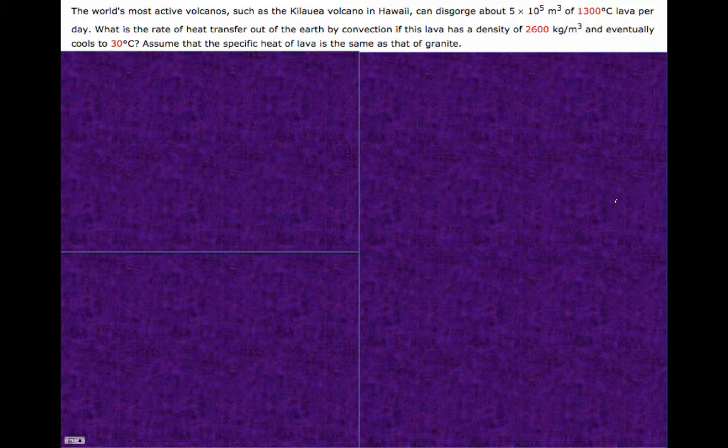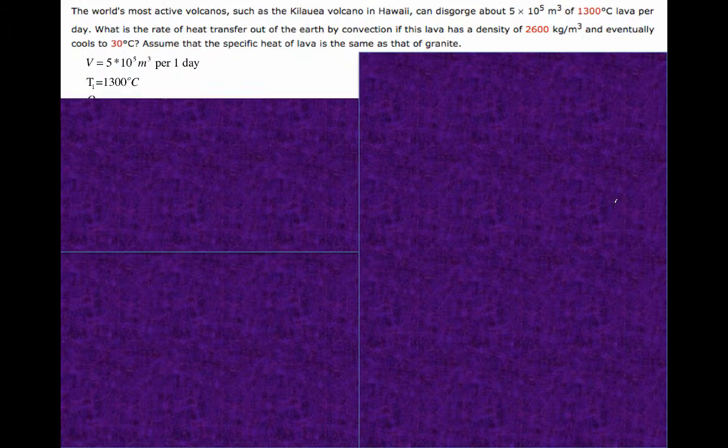The first one: the world's most active volcanoes, such as the one in Hawaii, can disgorge about 5 times 10 to the 5th cubic meters of 1,300 degree centigrade lava per day. What is the rate of heat transfer out of the earth by convection if this lava has a density of 2,600 kilograms per cubic meter and eventually cools to 30 degrees C? Assume that the specific heat of lava is the same as that for granite.